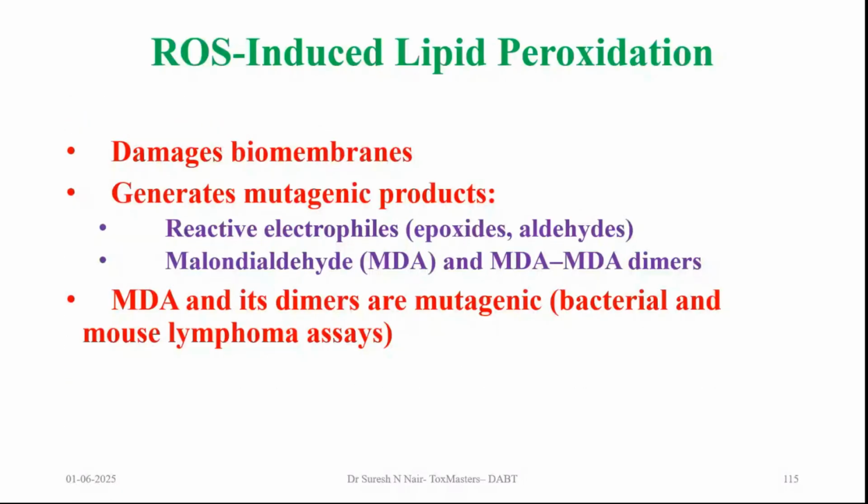Okay. Now, coming to the next one, that is ROS-induced lipid peroxidation. In the same way, it produces nuclear attack. It is capable of producing damage to the biomembrane, and this biomembrane damage is capable of producing mutagenic products, especially MDA, the malondialdehyde. So this is one of the assays that you use as an indicator of oxidative stress in the cell, the MDA mediated cell damage, cell membrane damage.